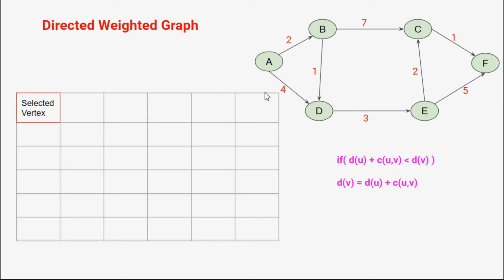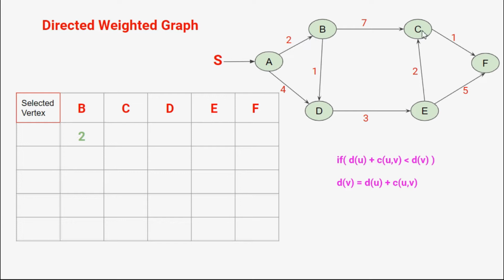So here we are assuming that A is the source vertex. We are going to write down every other vertex apart from the source vertex, which means B, C, D, E, F. First of all, we are going to check who is the neighbor of the source vertex. Here the source vertex is A, so we check the neighbors of A. B is the neighbor of A. What is the cost of A to B? That is 2. So I'll write 2 here.